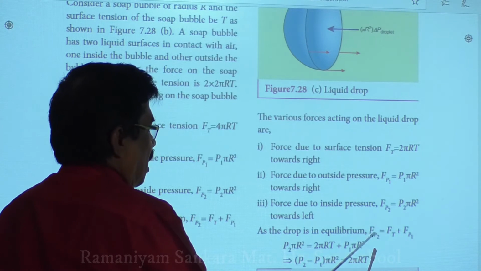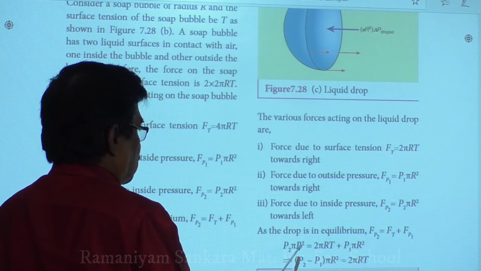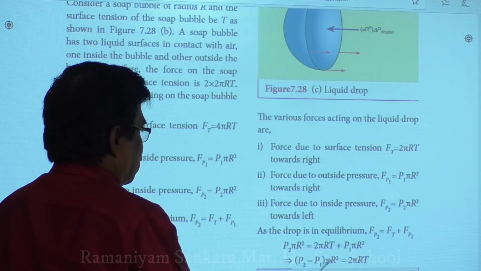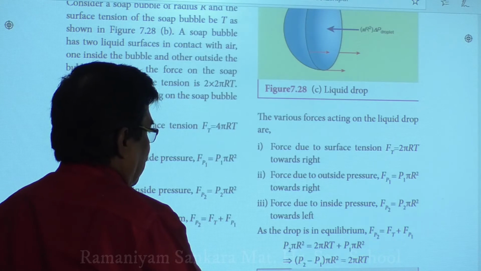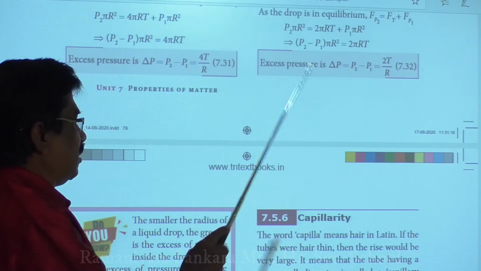Now this is common. Pressure outside should be equal to Ft plus Fp1. So substitute: P2 pi r square, and all this cancel each other, the pi and r cancel, you get P2 minus P1 equal to 2T by r. So this answer and that answer are equal.